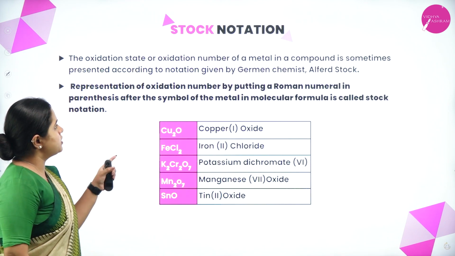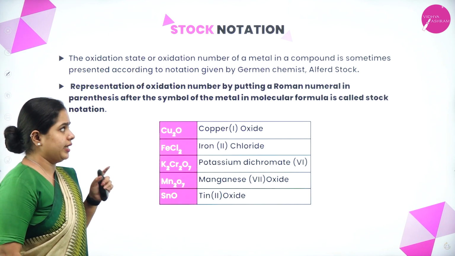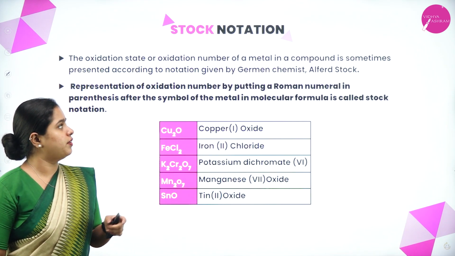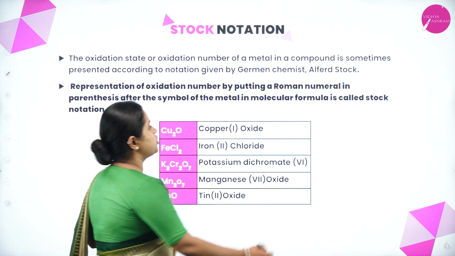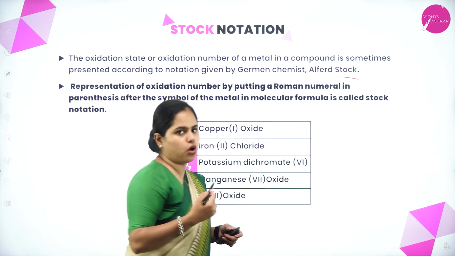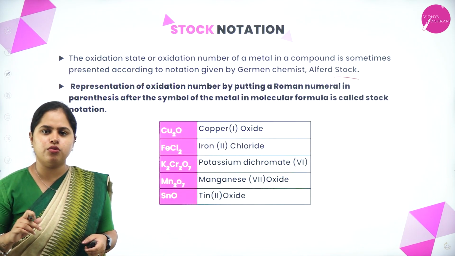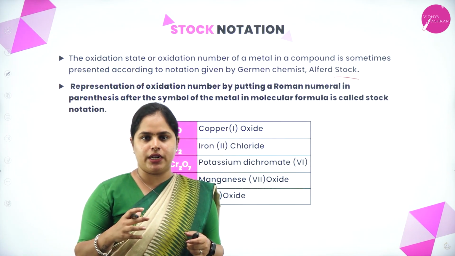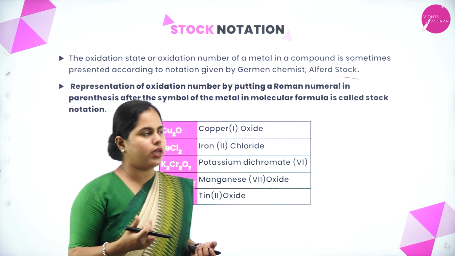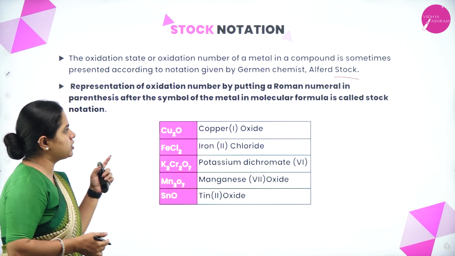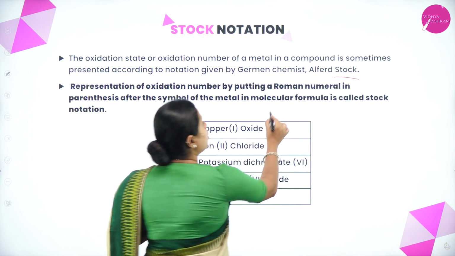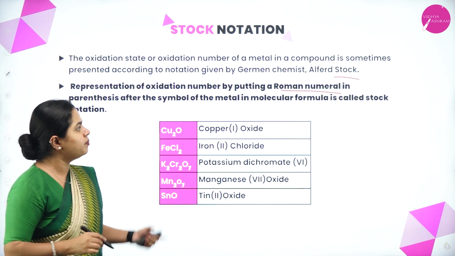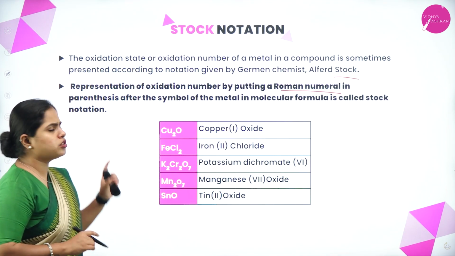So the oxidation state or oxidation number of a metal in a compound is sometimes presented according to notation given by German chemist Alfred Stock. So from that you get the name Stock notation. So here you will be representing the oxidation number in terms of Roman numerals. The representation of oxidation number by putting a Roman numeral in parenthesis after the symbol of the metal in molecular formula is called Stock notation.